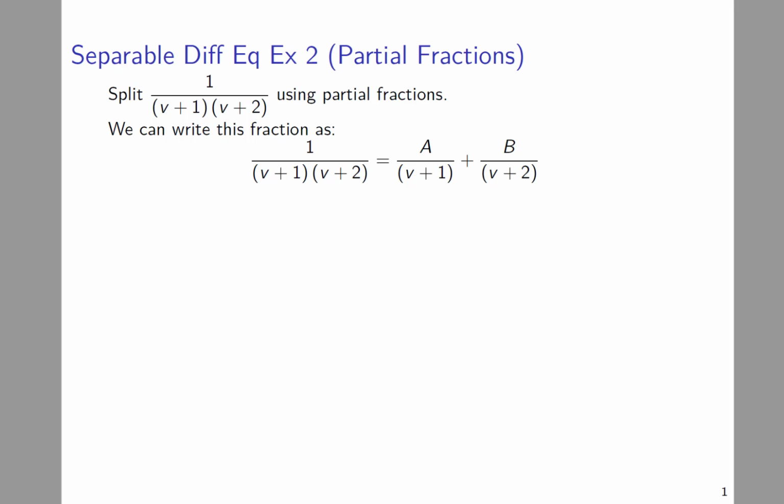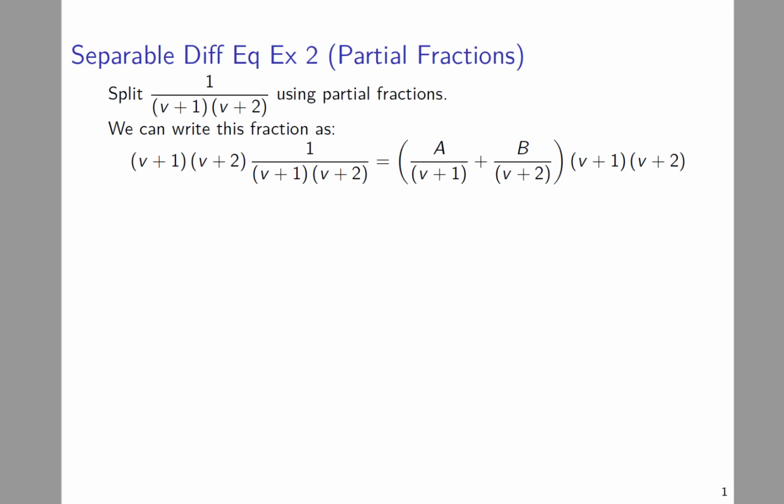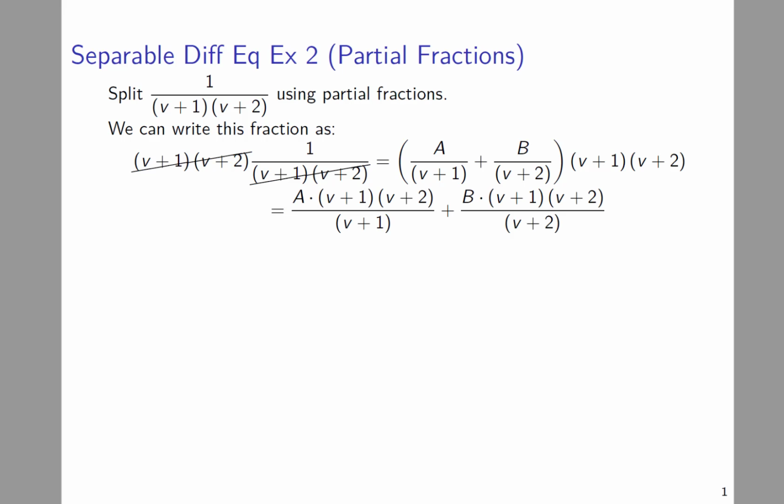be equal. To do this, we'll clear the denominators by multiplying by (v+1)(v+2) on both sides. On the left-hand side, we'll simply be left with 1, while on the right-hand side, we'll multiply each term by (v+1)(v+2). This gives A times (v+1)(v+2) over (v+1), plus B times (v+1)(v+2) over (v+2).